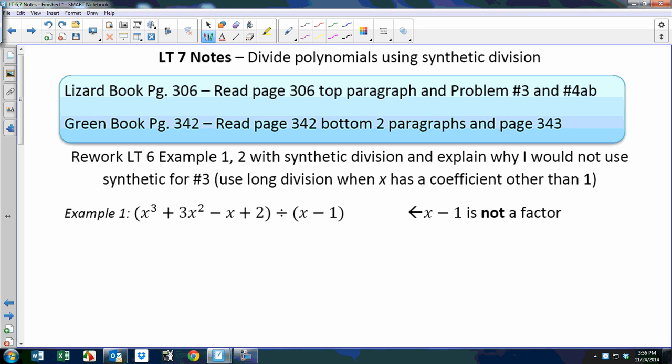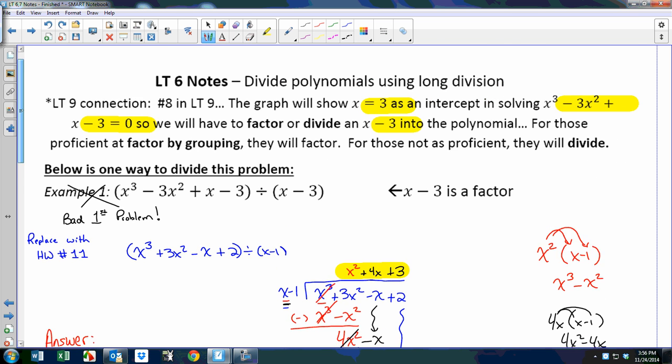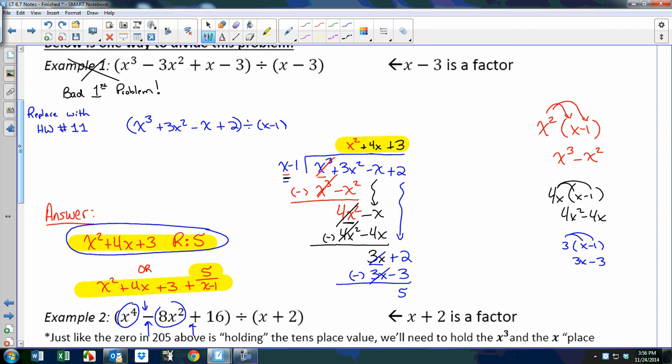All right, this video is for learning target 7, where we are dividing polynomials using synthetic division. Quick reminder of learning target 6, where we divided by long division. We were taking polynomials and dividing them by binomials usually, and we used a method from elementary school. There's what the work kind of looked like, but ultimately the answers are highlighted for you there.